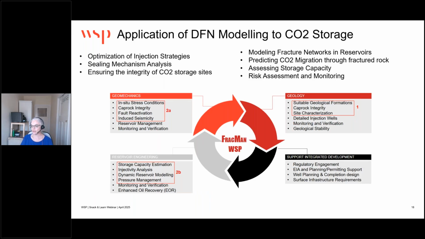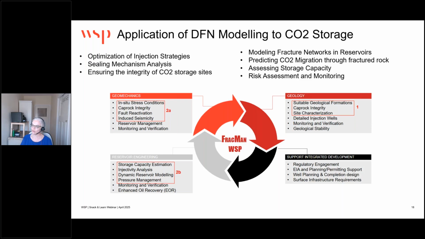Understanding fracture networks in CO2 storage is important because they influence the flow of the CO2 and the interaction between the CO2 and the surrounding rock. By creating detailed representations of the fracture network, DFNs help us to understand how CO2 will migrate through the reservoir. One of the primary concerns in CO2 storage is ensuring that the captured CO2 remains securely stored in the geological formation without leakage to the surface.